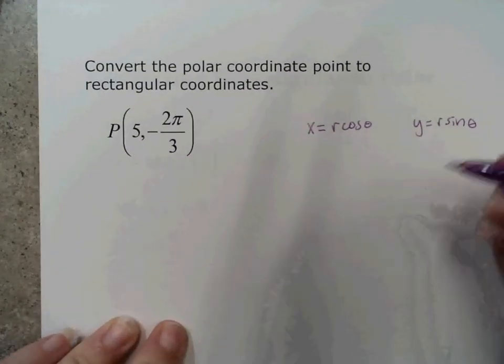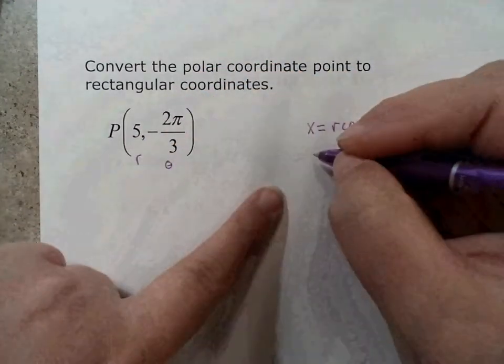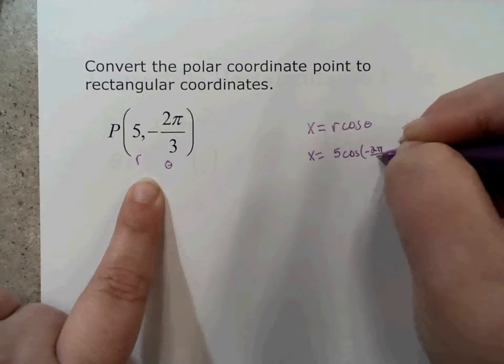Okay, so in a situation like this, I've got the radius and I've got the angle. X equals the radius 5 times the cosine of negative 2 pi over 3.